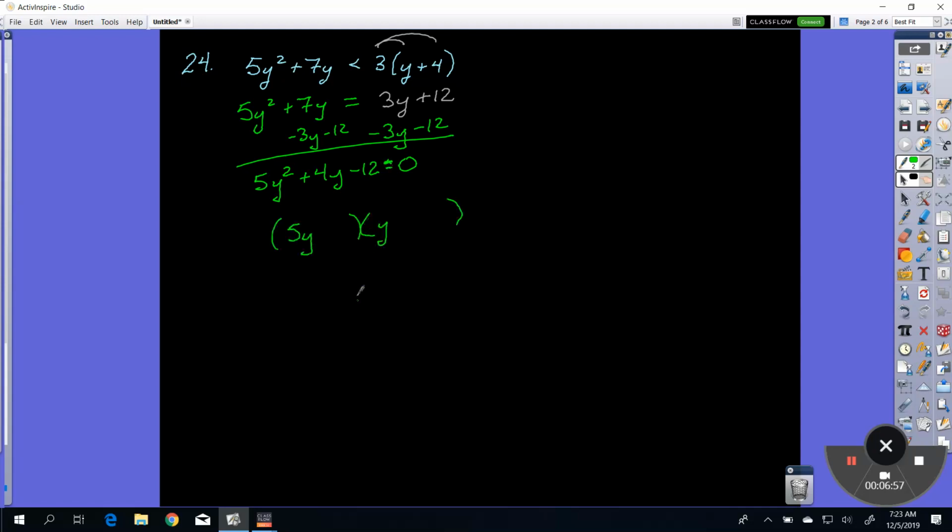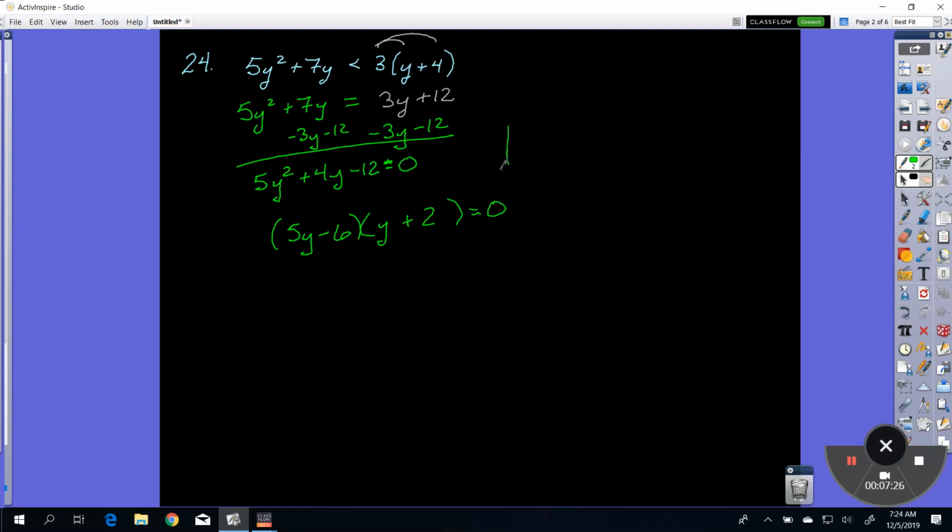5y and y. Multiplies to be negative 12, adds to be 4. 2 and 6: 2 times 5 makes 10, minus 6 makes 4. So that works. So plus 2 and minus 6. So 5 times 2 is 10, minus 6 makes 4. So those are my factors.